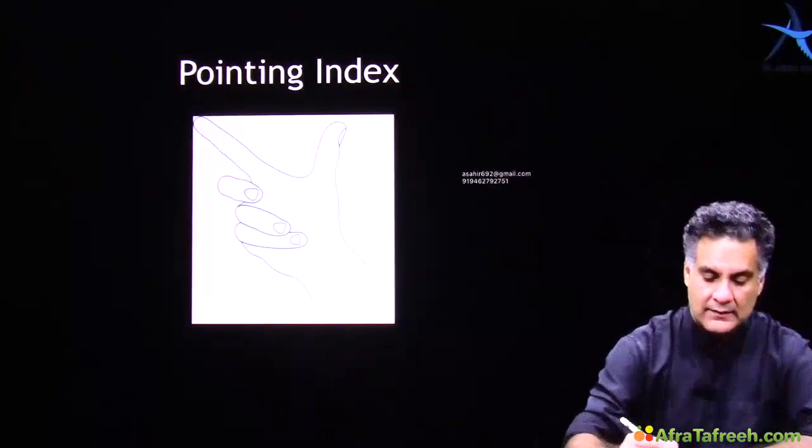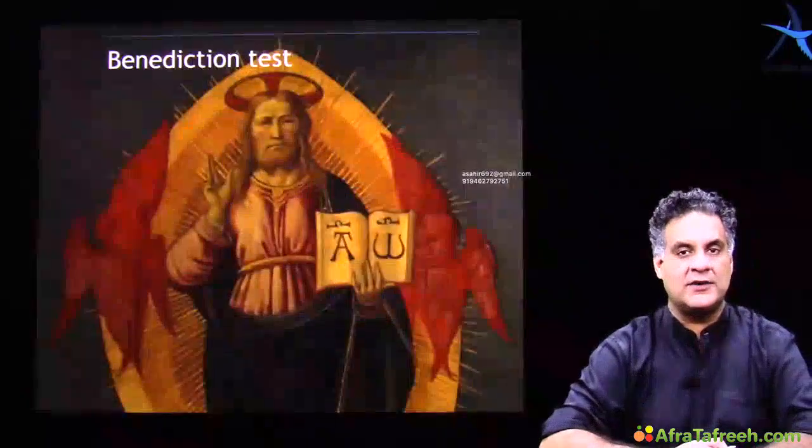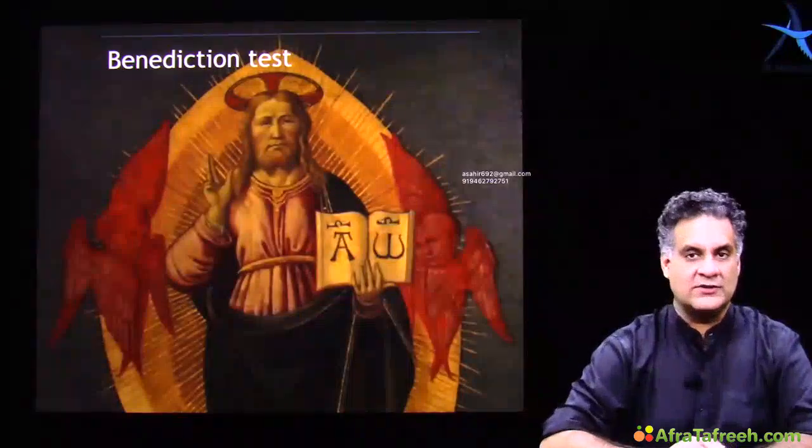Coming to the median nerve, if you ask a patient to make a fist and there's a median nerve palsy, the first two fingers don't flex. This is called pointing index. It's also called the benediction attitude. It's also called the Ochsner clasp test.